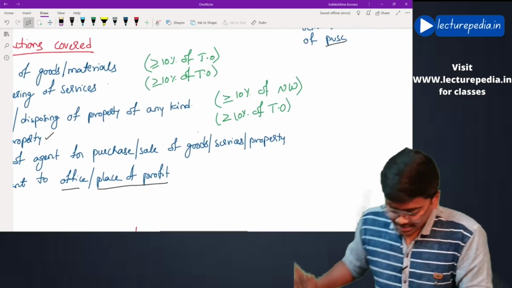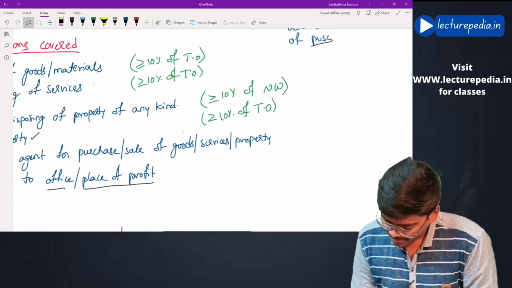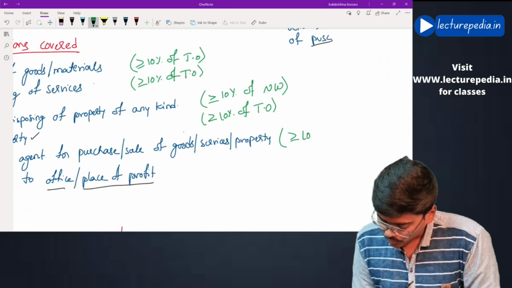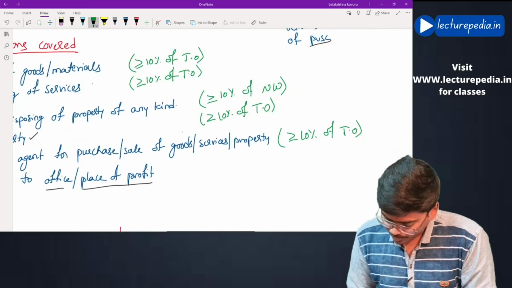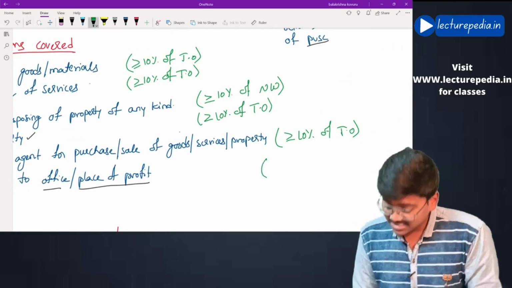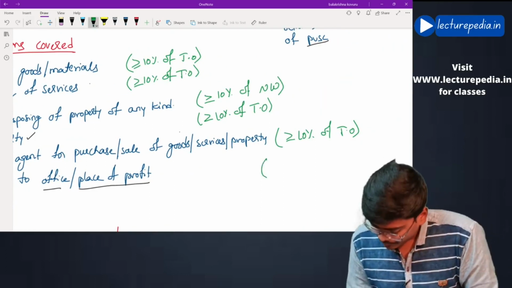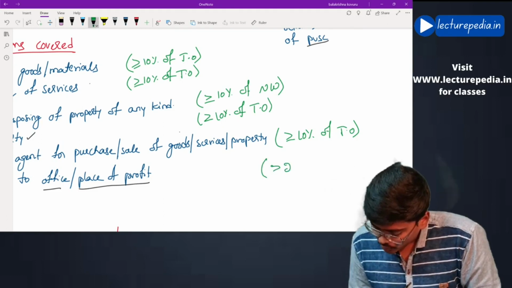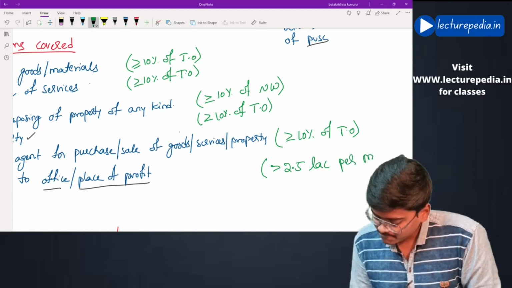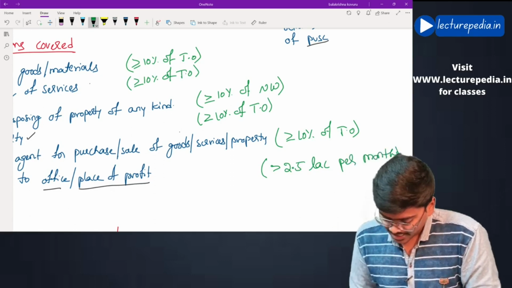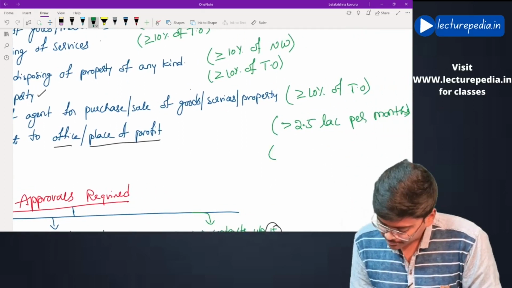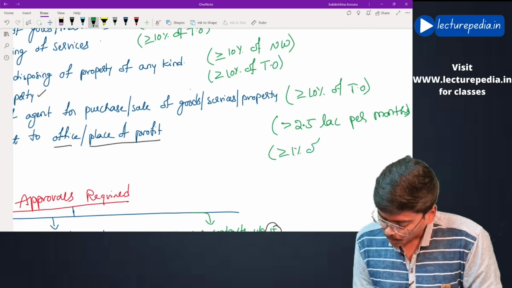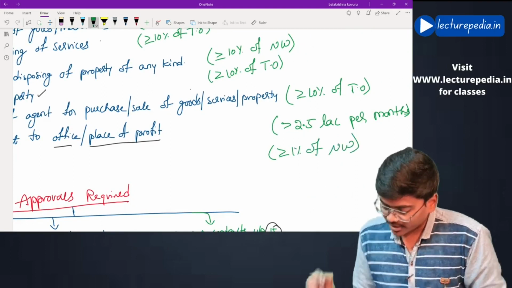Here, in case of appointing an agent, the transaction is exceeding or equal to 10% of turnover of the company. In case of place of profit, such person is receiving an amount exceeding 2.5 lakh per month. And in case of underwriting arrangement, the transaction is exceeding or equal to 1% of net worth of the company.